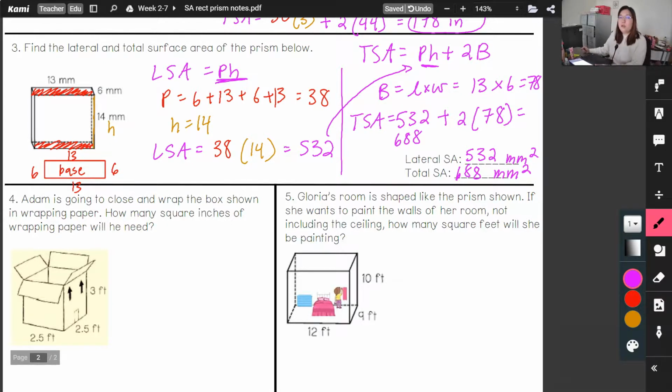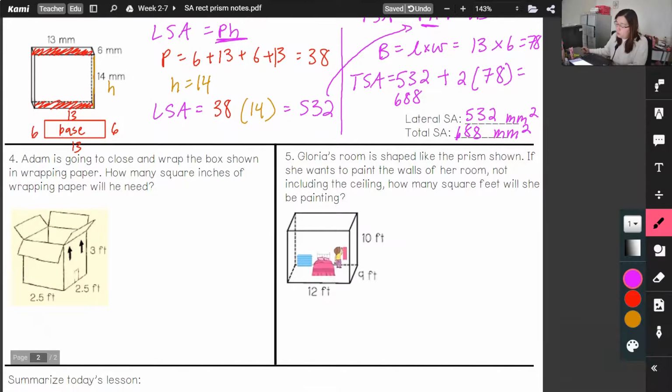These last two are independent practice, but I do want to walk you through them a little bit just so you can understand the reasoning. Number 4 says, Adam is going to close and wrap the box shown in wrapping paper. How many square inches of wrapping paper will he need? When you wrap a present, are you wrapping the whole present or only the sides? Yeah, you wrap the whole present, so that means this is total surface area, because we're wrapping the whole side. So we don't need to find lateral, total only. So that's the formula. TSA equals PH plus 2B.